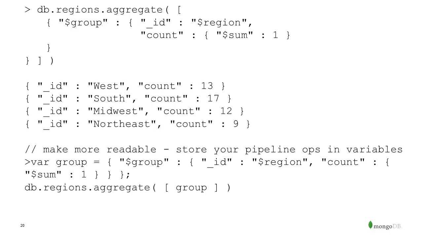Now, the value for count, we're going to actually use this accumulator operator called $sum, and the value for $sum is 1. So what this means is every time the input collection is getting fed into the $group stage, every time that you see a new document, it'll add 1 to the count variable, and you can see the output there.